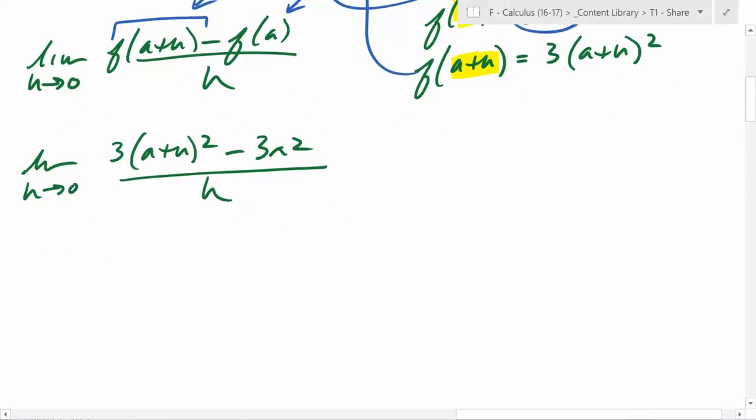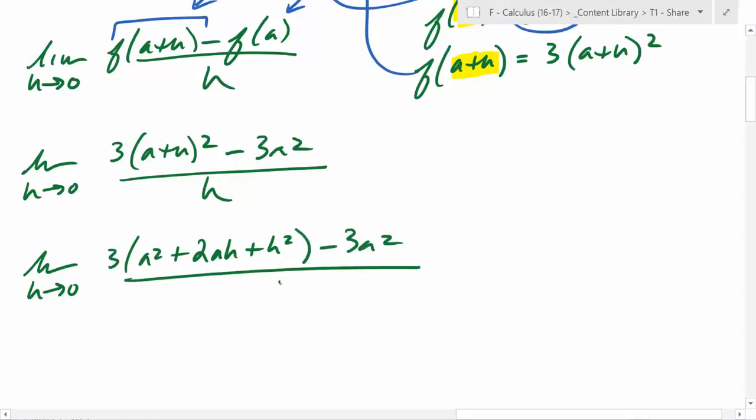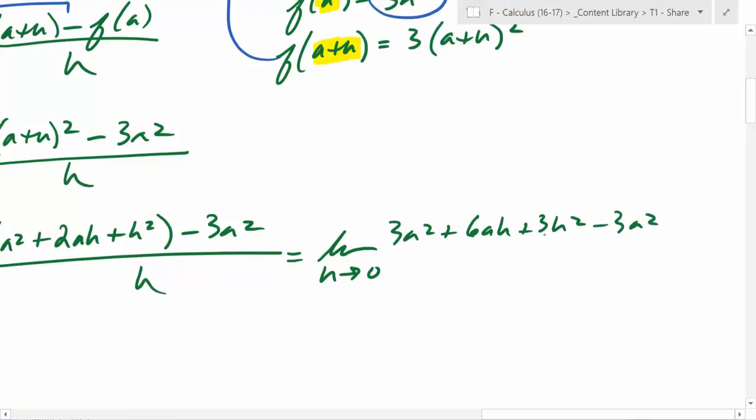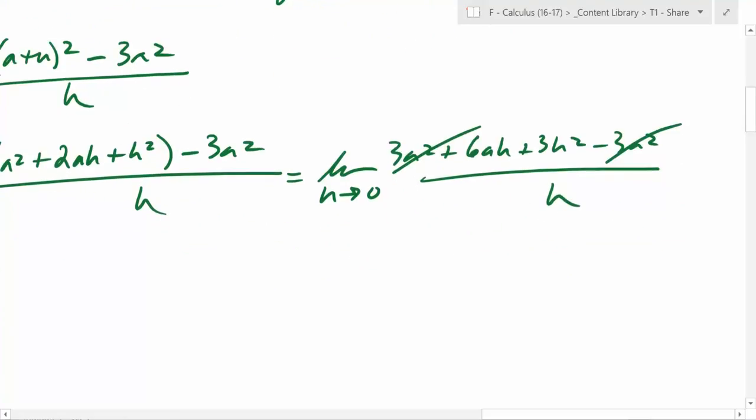Now we want to cancel that h out, so what are we going to have to multiply out in the numerator? A plus h. So you have the limit as h goes to 0 of 3 times a squared plus 2ah plus h squared minus 3a squared over h. Anything cancel there? Well, you get 3a squared plus 6ah plus 3h squared minus what? 3a squared over h. What cancels on top? The 3a squareds are gone, right? Do you agree with that? Yeah.